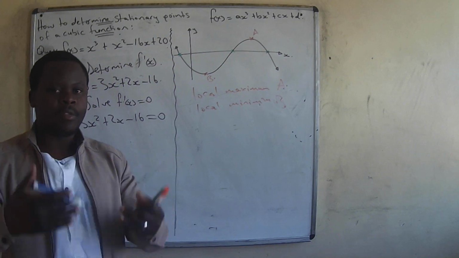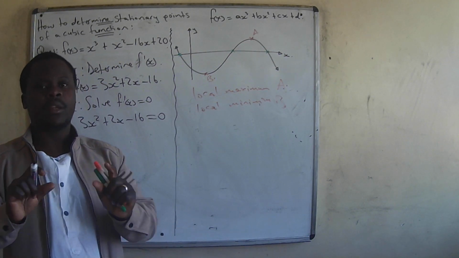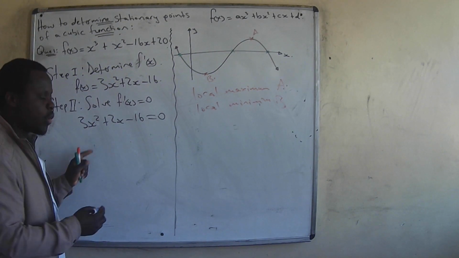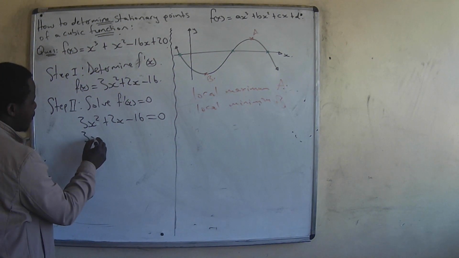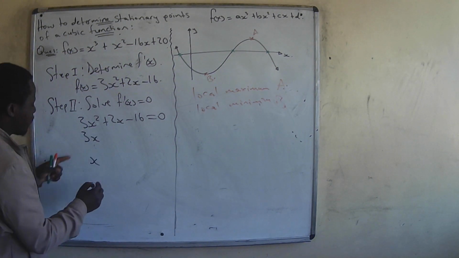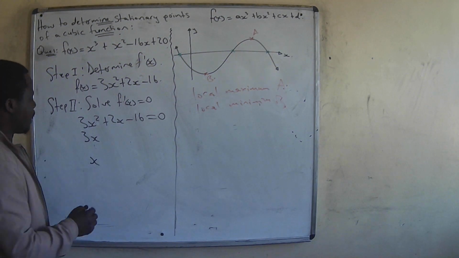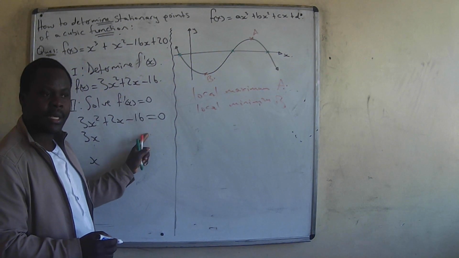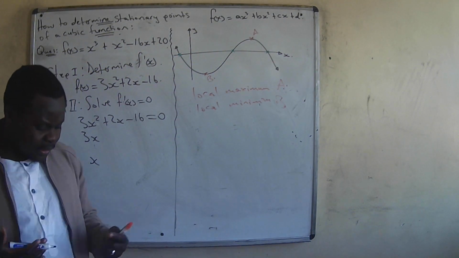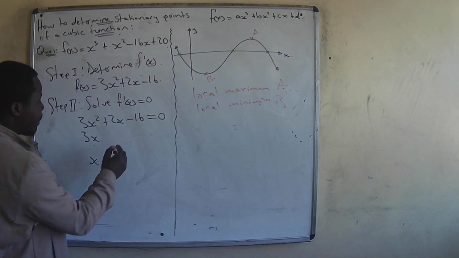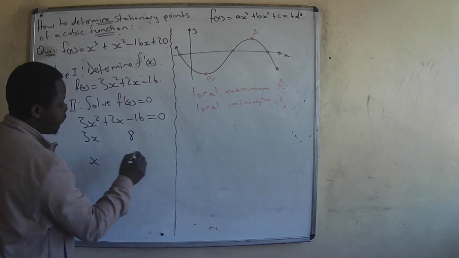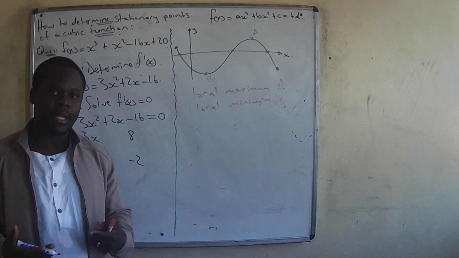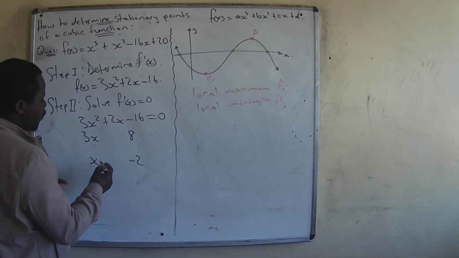I'll just use the advanced factorization method, whereby we drop down factors of 3x squared. In this case, this is 3x and x, because 3x times x gives 3x squared. And then we also need factors of negative 16. In this case we have positive 8 and negative 2. 8 multiplied by negative 2 gives you negative 16. That's it.